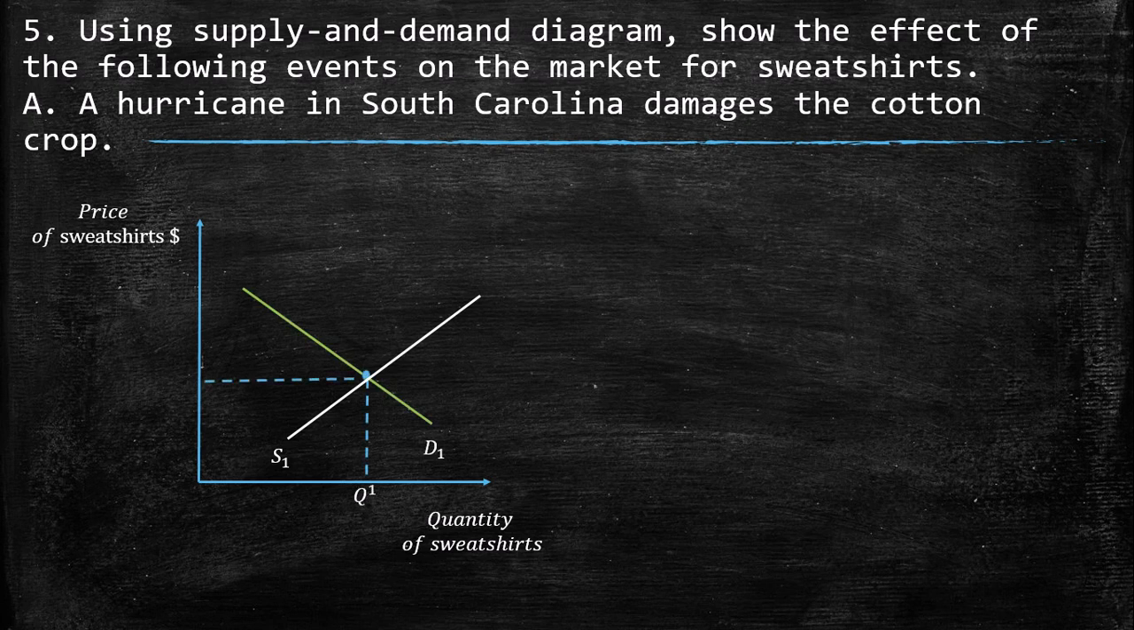So here is the hurricane, which hits the cotton, an important input of the sweatshirt, and the price of cotton goes up, so the supply is going to be reduced, so it's going to shift to the left. So in this case, what is the consequence? There's going to be an increase in prices of sweatshirts, and a decrease in quantities.